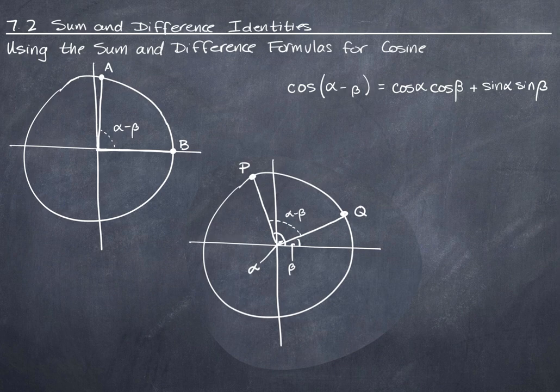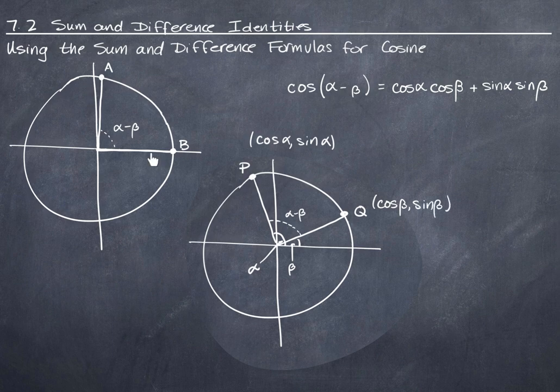Let's make the observation that since this is angle alpha, and it terminates at point P, P has the coordinates cosine alpha, sine alpha. Similarly, point Q is going to have the coordinates cosine beta, sine beta.